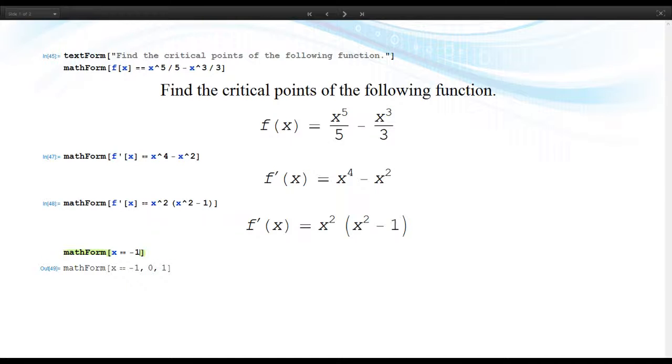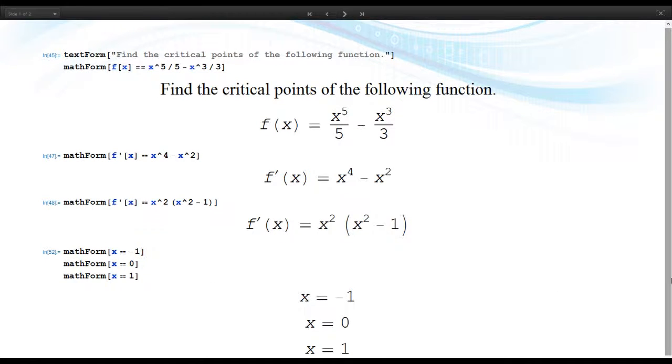Math form doesn't like commas. Here we go. X equals negative 1, x equals 0, and x equals 1. So those are our critical points of the function, places where the derivative equals 0.